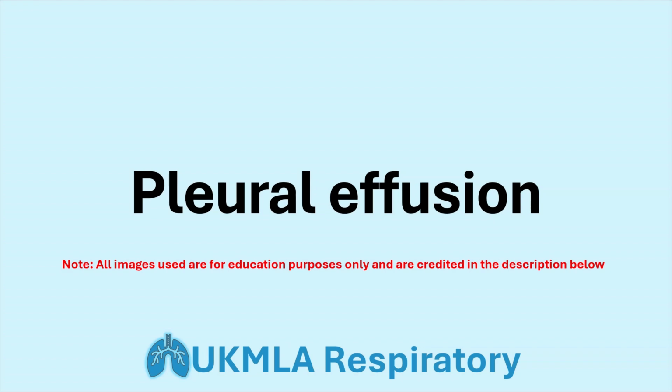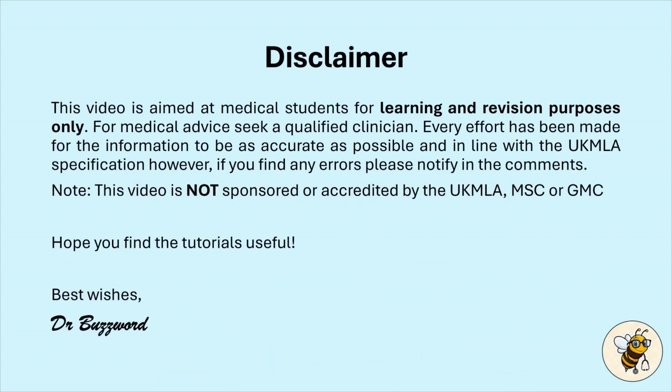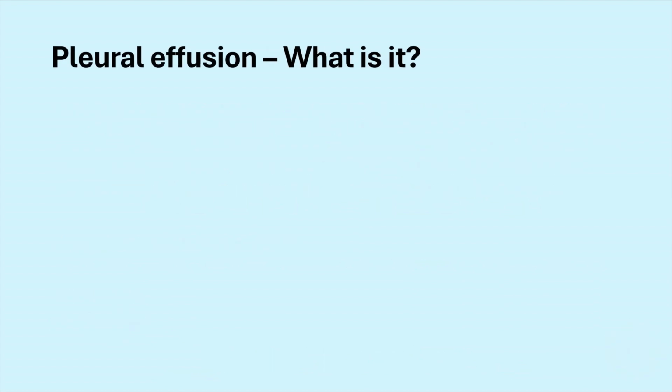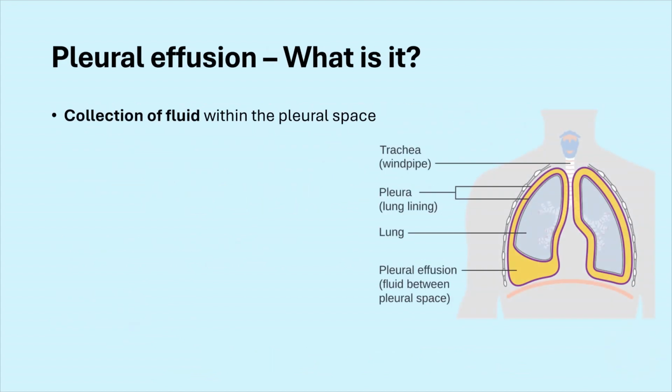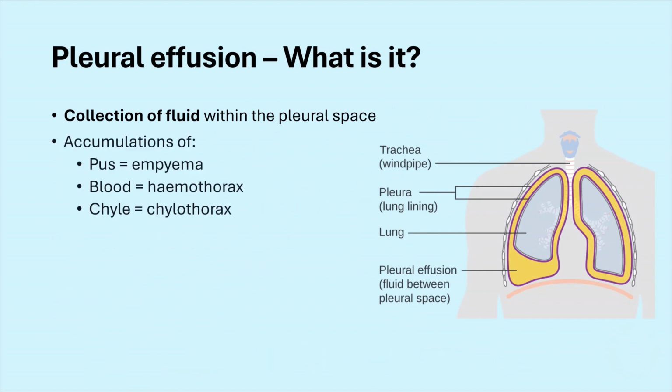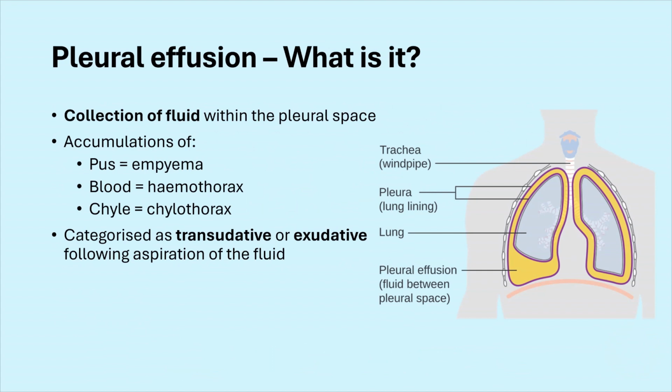We'll be learning about what it is, how to diagnose it, and how to manage it. So let's get started. So what do we mean by pleural effusion? It is a collection of fluid within the pleural space. This fluid can consist of pus, which we call empyema. If it's blood, we call it a hemothorax, or if it's chyle, it's a chylothorax. We generally categorize pleural effusion as transudative or exudative once we aspirate it.